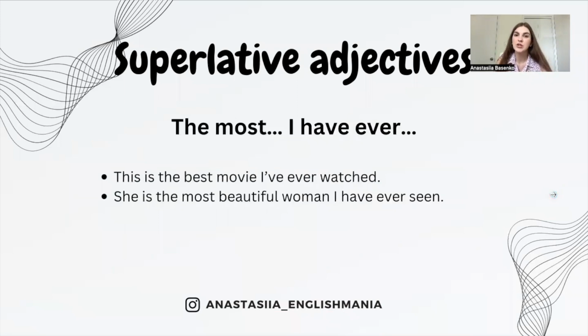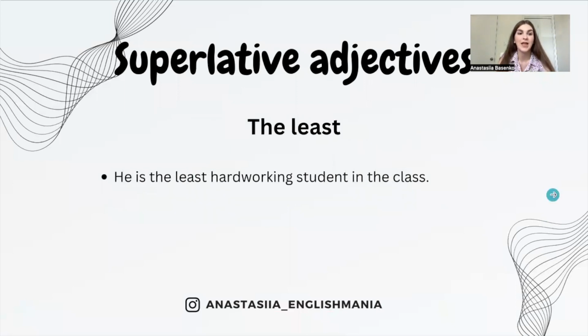Then the superlative structure we use together with the perfect tenses, like in this sentence: this is the best movie I've ever watched. She's the most beautiful woman I have ever seen. And the same with the least. It's the opposite of the most. He's the least hardworking student in the class.